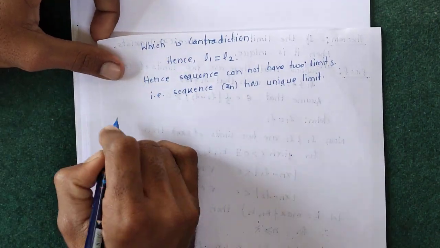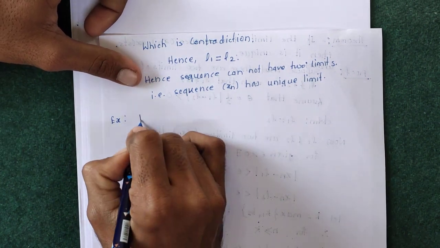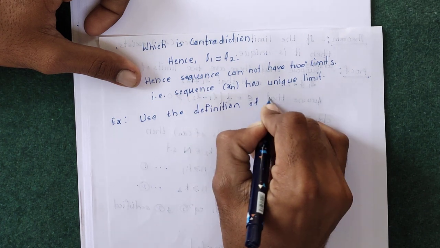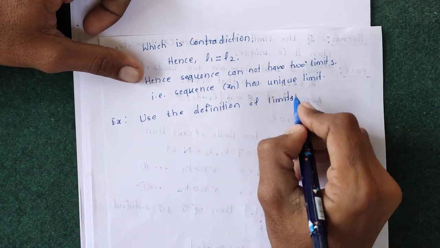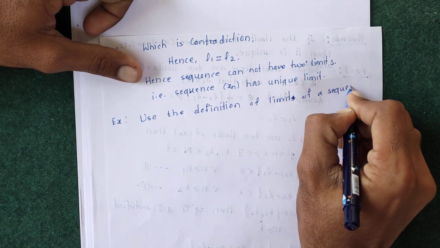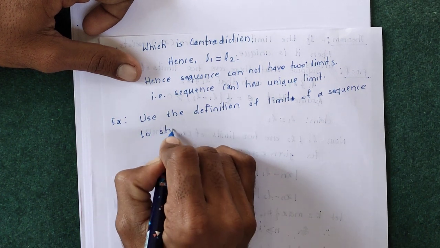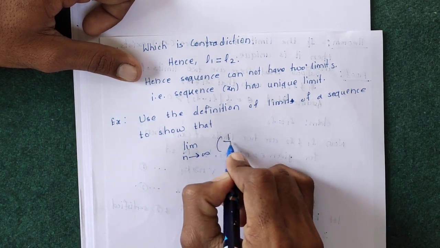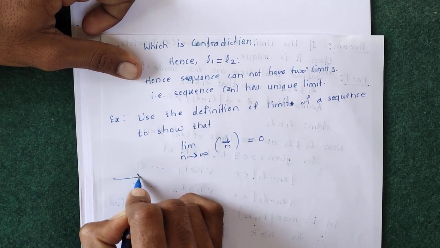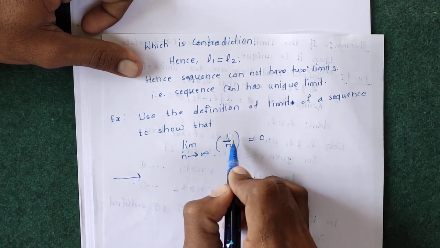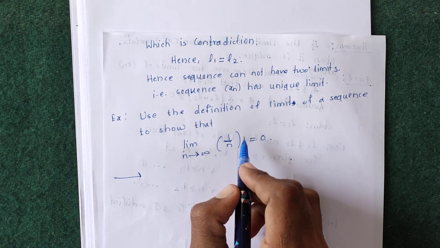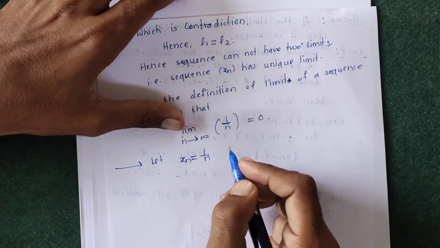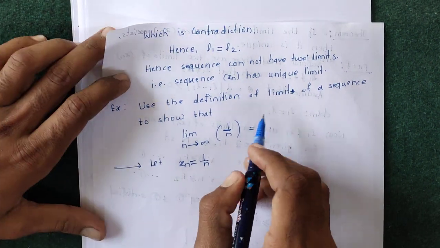The next example is: use the definition of limit of a sequence to show that the limit as n tends to infinity of 1 upon n is equal to 0. Here we are given the sequence xn equal to 1 upon n, and we have to prove that the limit of this sequence is equal to 0 by using the definition of limits.